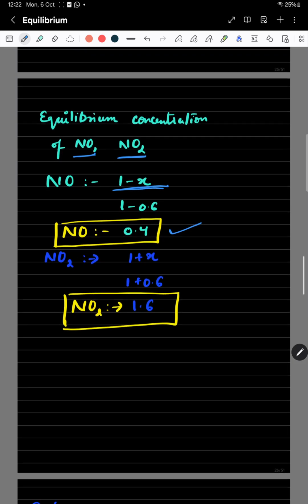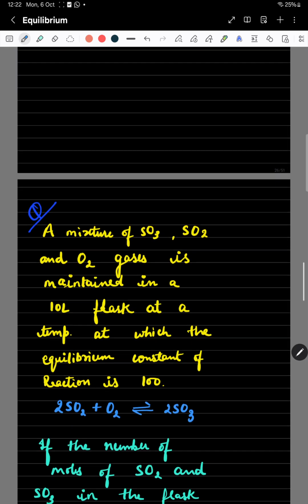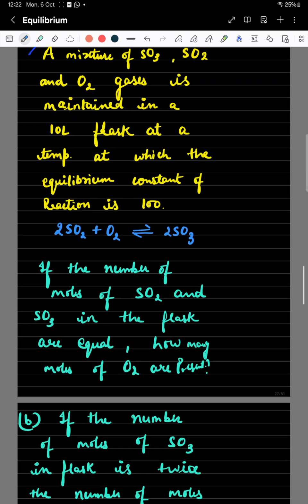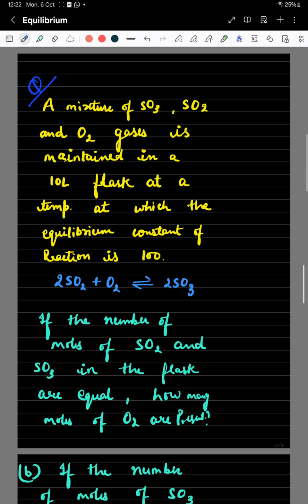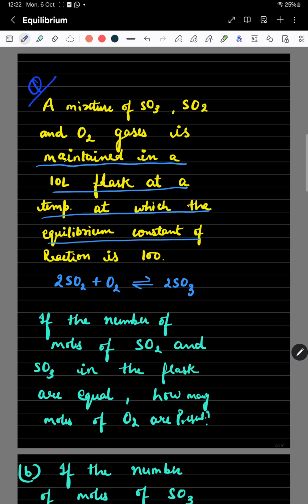For NO2, 1 plus X, 1 plus 0.6, that is 1.6. Okay. So now by this way you can easily calculate. A mixture of SO3, SO2 and O2 gases is maintained in a 10 liter flask at a temperature at which the equilibrium constant of the reaction is 100.